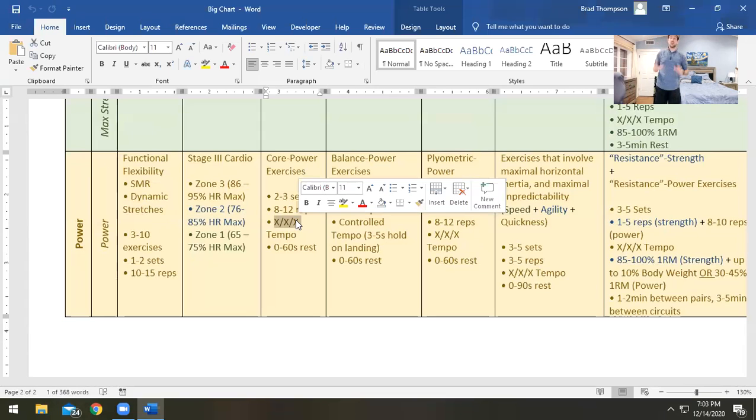So the medicine ball rotation chest pass looks like this. Got a medicine ball in my hand. And what I'm going to do is rotate and throw that medicine ball like this. That's giving me a little bit of oblique work. Then I'm going to take that ball, receive it, and then send it back.